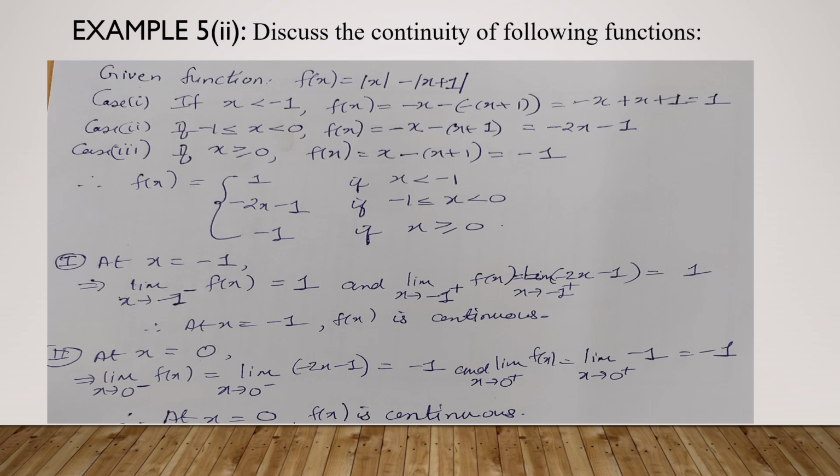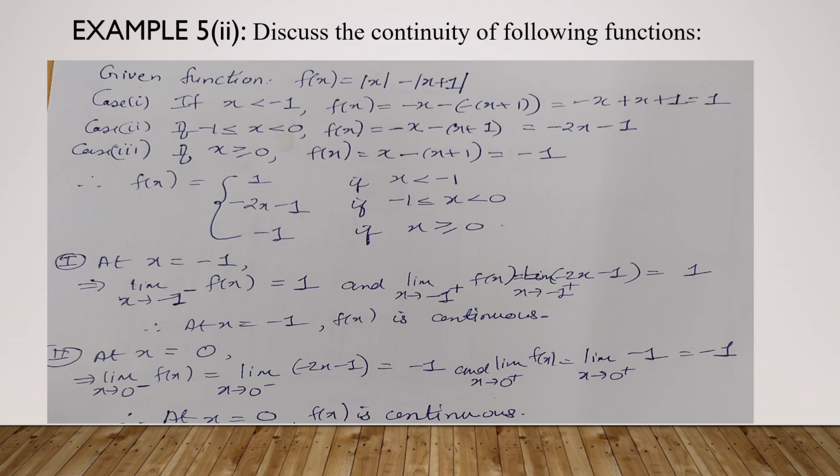So now our proper definition of f(x) is 1 if x is less than minus 1. f(x) is minus 2x minus 1 if minus 1 is less than or equal to x less than 0. And it is minus 1 if x is greater than or equal to 0. Now from the function we can see that we need to check the continuity at 2 points, x equal to minus 1 and x equal to 0.